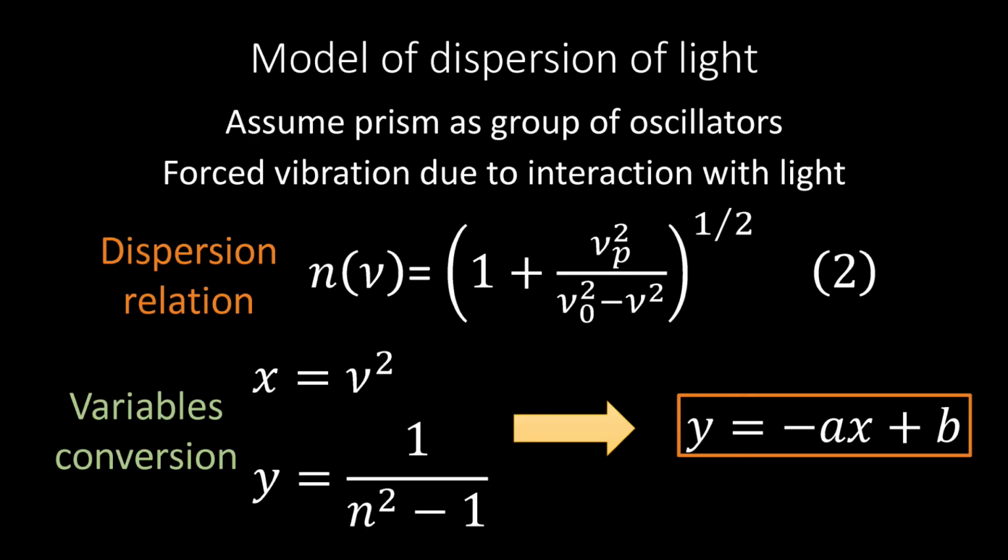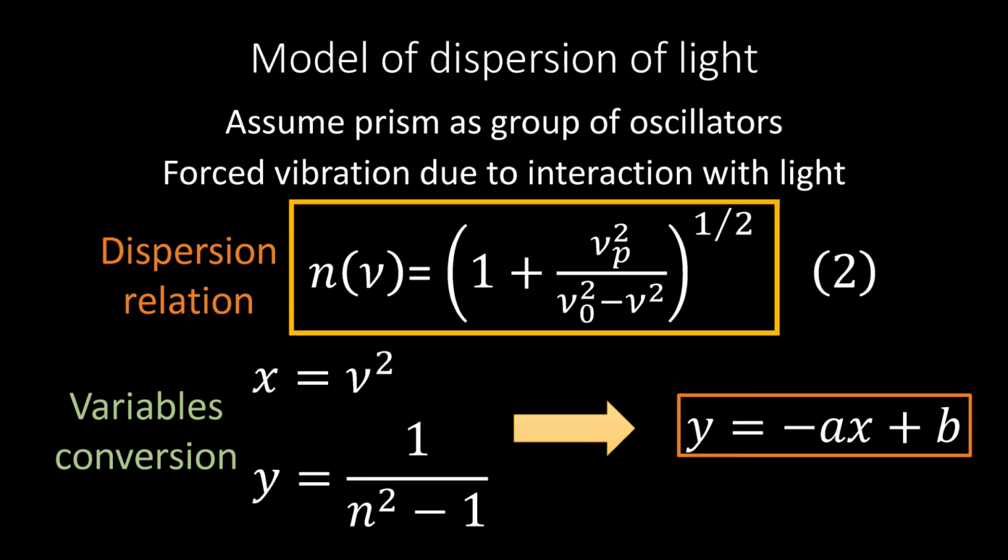Next, let's consider this problem. If we assume the prism as a group of oscillators, and the oscillators are forced to vibrate by the interaction with light, the relationship between the refractive index and the frequency is as shown in equation 2. The previous graph is in accordance with this equation.